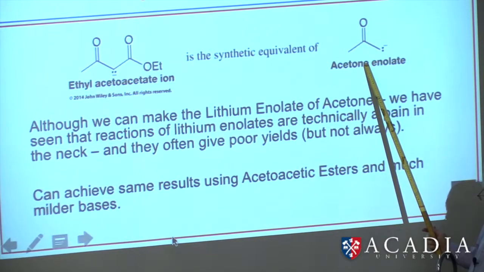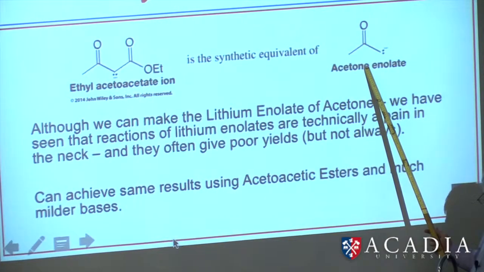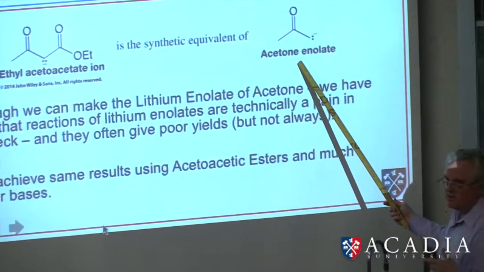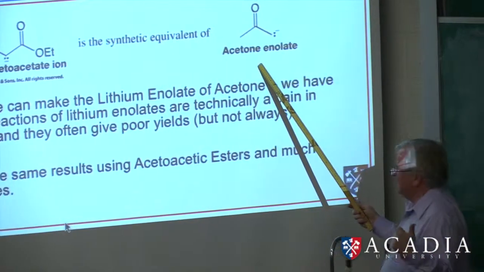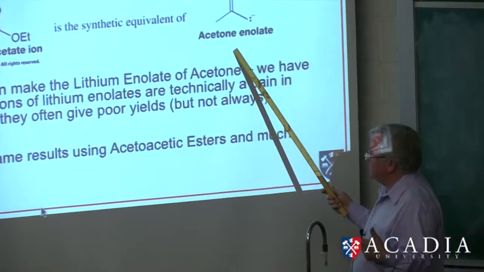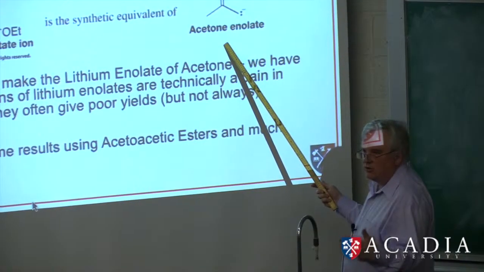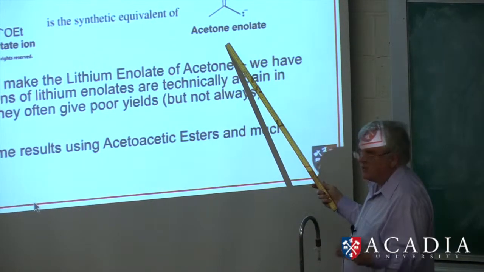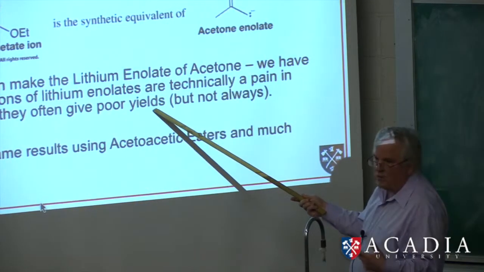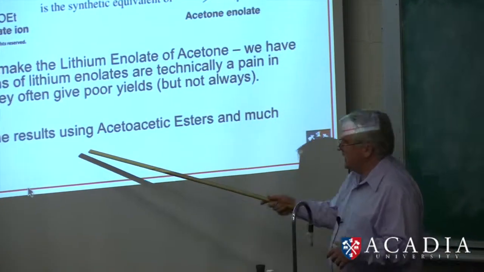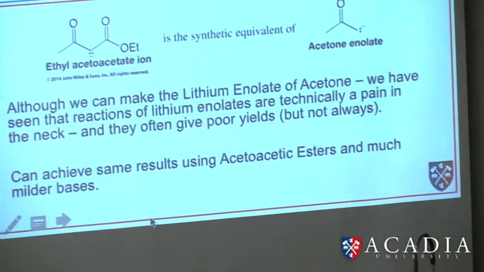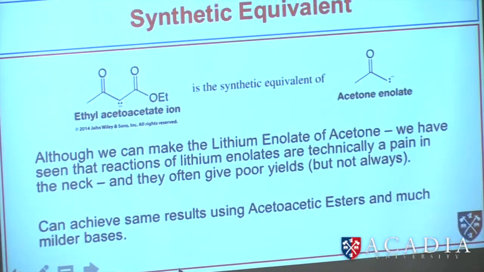Why would we use this instead of just using acetone and lithium diisopropylamide? Well, you saw that thing at the beginning. Lithium diisopropylamide is a very dangerous reagent to be using. It's expensive. We have to have special glassware and all sorts of special equipment to do the reaction. We have to do it under inert conditions. It's really just a pain in the neck. And they often give poor yields. Not always, but they often give poor yields. We can achieve the same or better results using acetoacetic esters. So let's take a look.